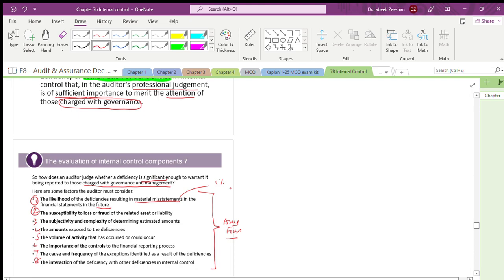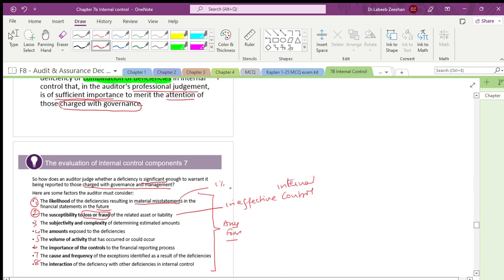The next one: what is the deficiency? There is a susceptibility of loss or fraud. If the auditor suspects that there will be a loss or fraud to the assets and liabilities because of ineffective internal controls. Don't write only that; write the specific ineffective internal controls.